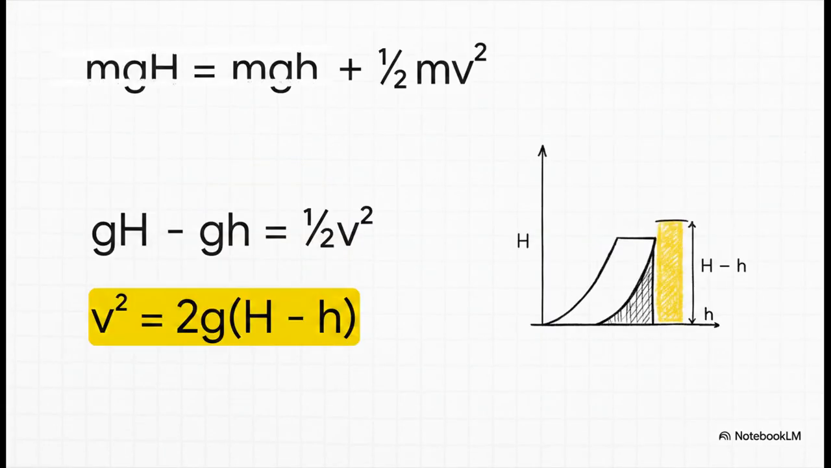Now for the really satisfying part. Notice how m, the mass, is in every single term. That means we can just cancel it right out. Poof, gone. And that's a huge insight, right? It means the launch speed doesn't depend on how heavy the disk is. So after a little rearranging, we get this beautifully simple expression for the launch speed squared. It only depends on gravity, g, and how far the disk has actually fallen, which is H minus h. This little equation is the bridge to the second half of our problem.